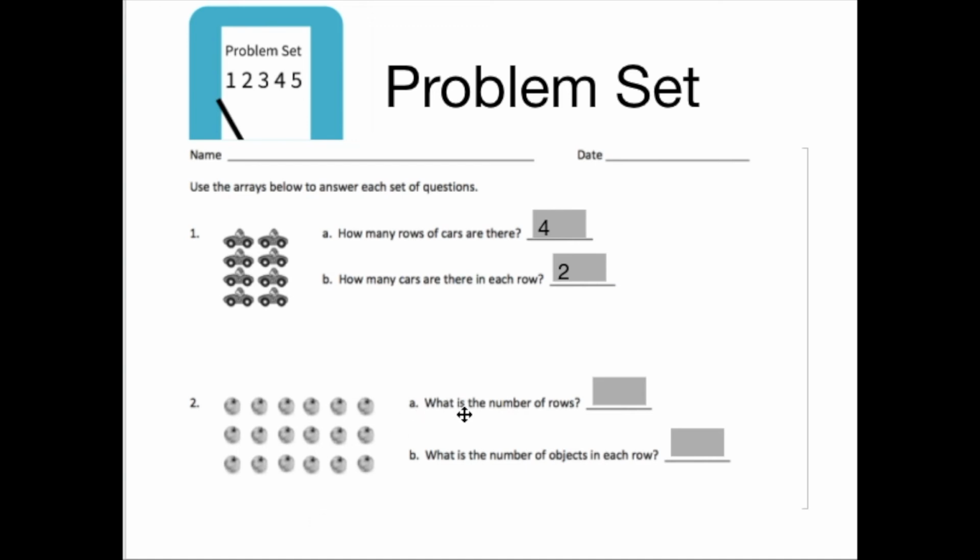Number 2, letter A. What is the number of rows? So I have 1 row, 2 rows, 3 rows. 3 rows here. And lastly, what is the number of objects in each row? So I have 3 rows. I have the same number of objects in each of them. I'm going to count 1, 1, 2, 3, 4, 5, 6. There are 6 objects in each row. Let's move on. Good job, guys.